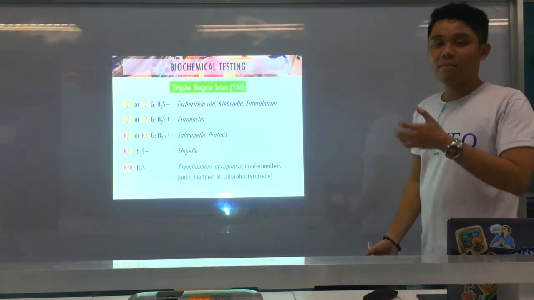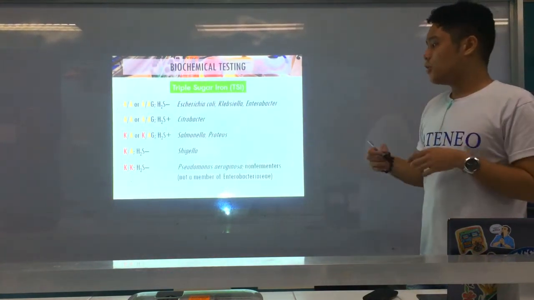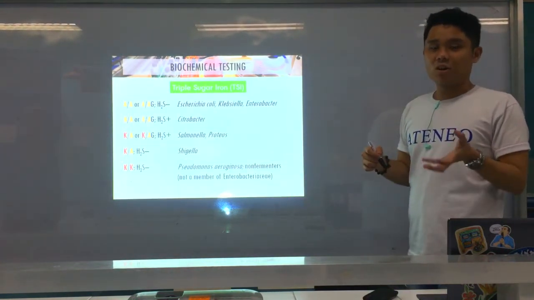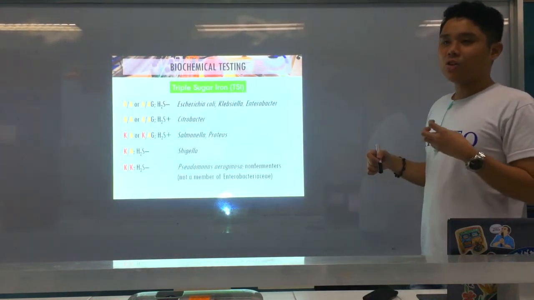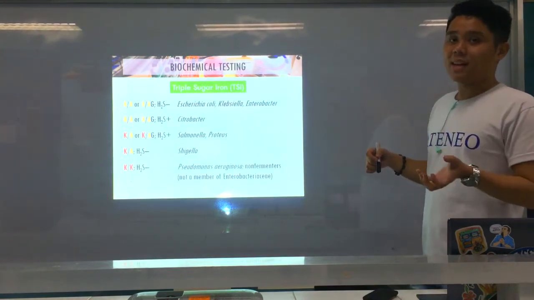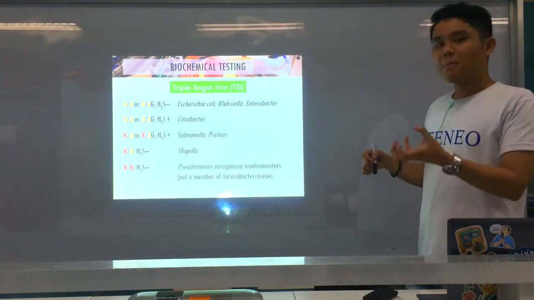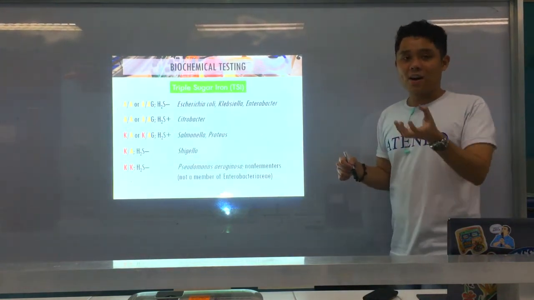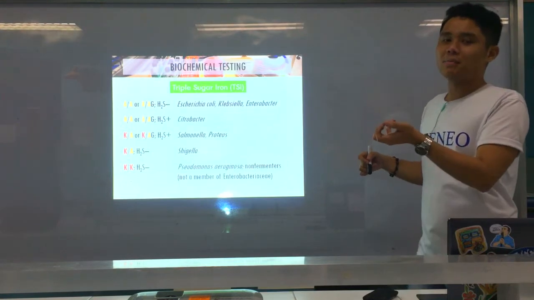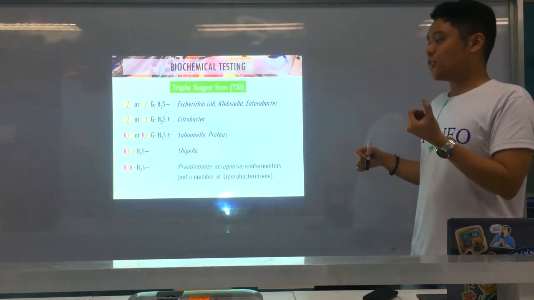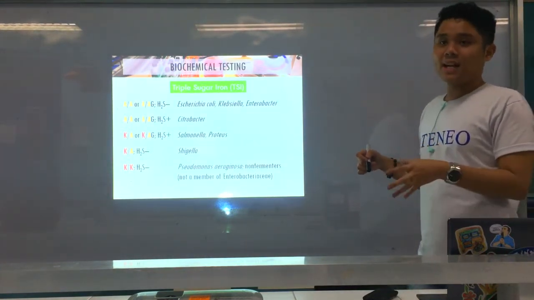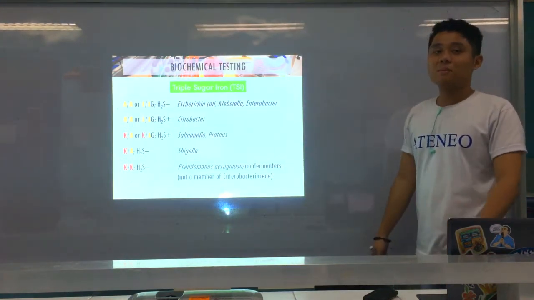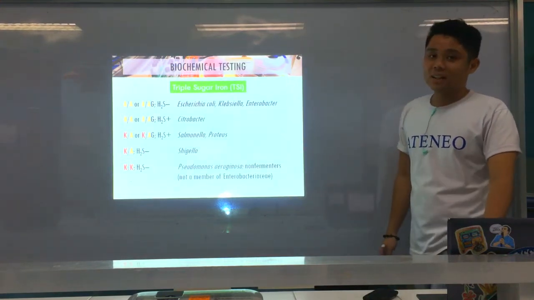And for K over K, we have H2S negative. It's not a member of the Enterobacteriaceae. It could be Pseudomonas aeruginosa, because Pseudomonas aeruginosa is an oxidizer. It's not a fermenter, so it needs oxygen in fermenting glucose. Remember, our butt is an anaerobic environment, no oxygen reaches it. Pseudomonas aeruginosa really needs oxygen. That's why it is K over K.